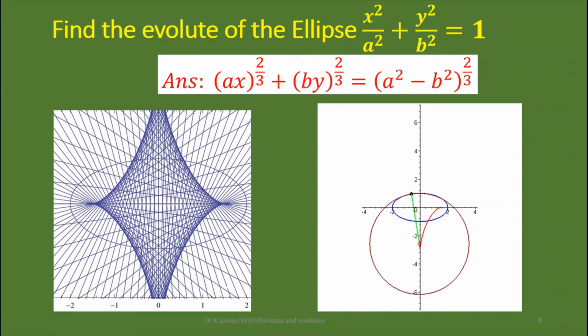Next question, find the evolute of the ellipse x square by a square plus y square by b square equals to 1. In the GIF, you see that the blue curve is the ellipse. Circular red curve is the circle of curvature. The green line is the radius of curvature. And the red curve made by the centers of curvature is the evolute of the ellipse.